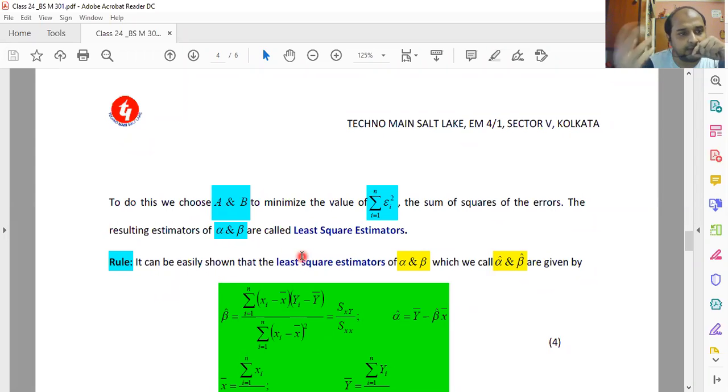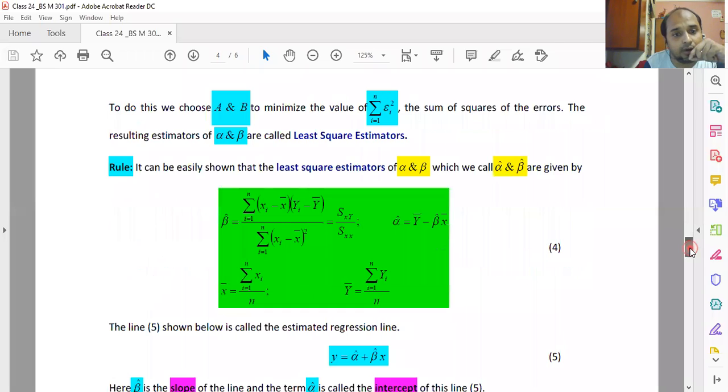Let us suppose somehow it can be estimated for the time being. And if we can estimate, what will be the estimated value of alpha and beta? So I have written here in this green colored portion the result only. But that result will be analyzed in detail in our next class.